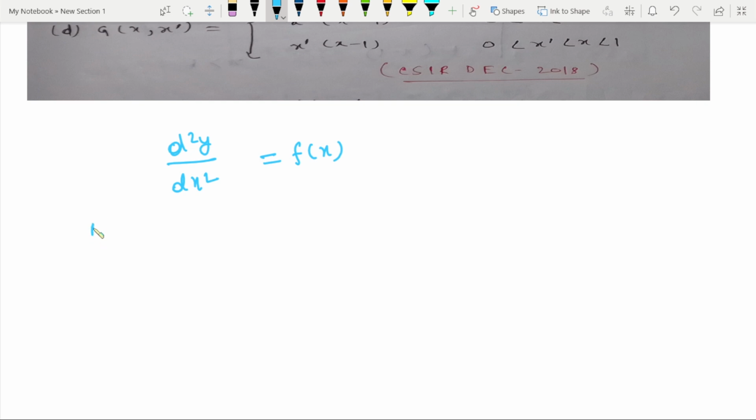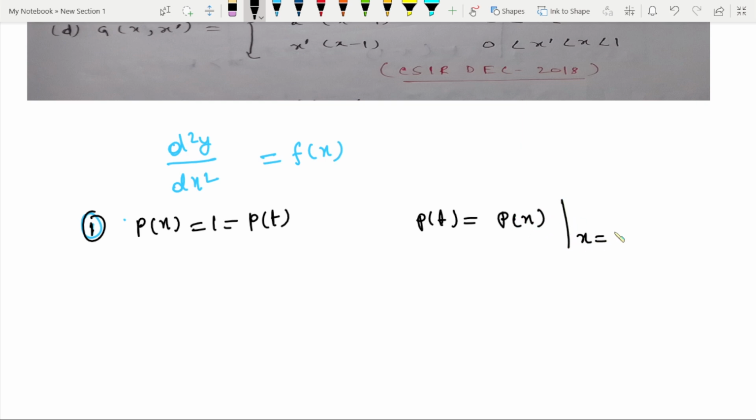So our step one is find px and pt. Find px. Px kya hoga? Coefficient of d2y dx square. This is 1 and pt also 1. Okay, kyunki pt is equals to px, where x is equals to t. Because px is a constant term, that's why pt and px is same.